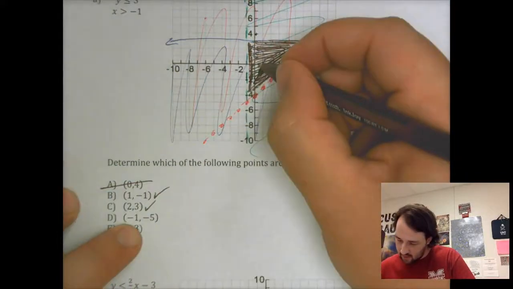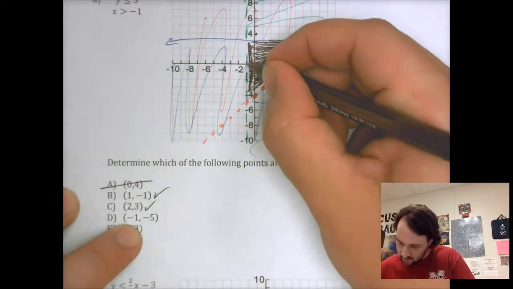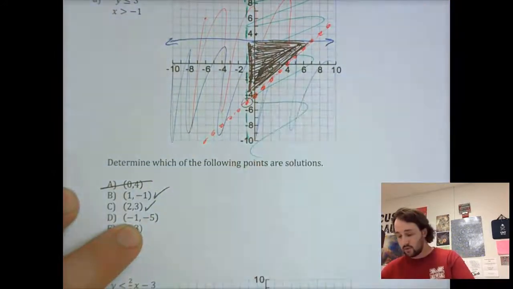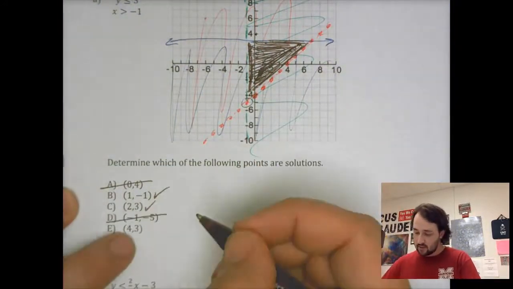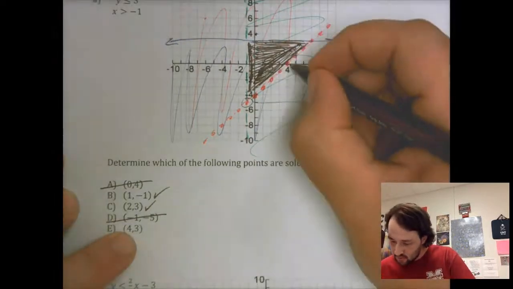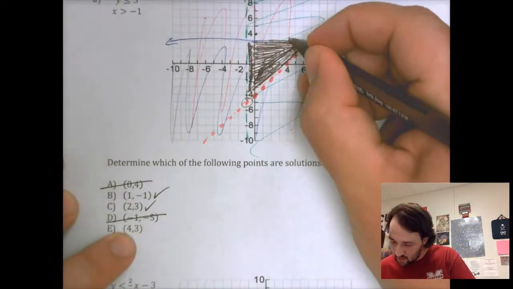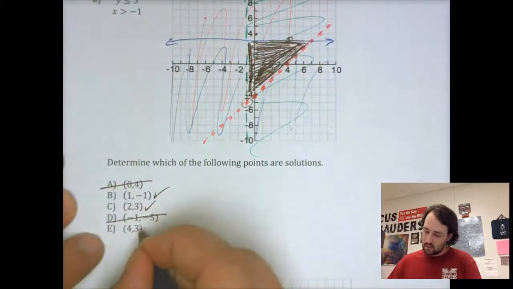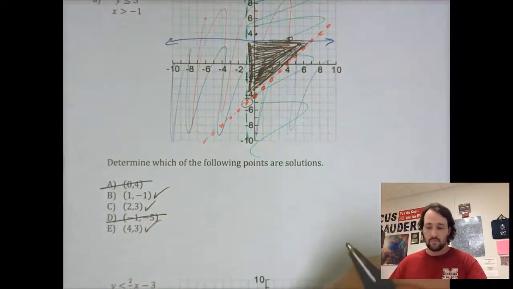-1, -5, so I have -1, oh, let's go the other way, and -5. So notice that's on 2 dashed lines, so that's not actually a part of our solution set. So that does not work. And then if I go over to 4, up 3, again, that's on my y equals line. I was equal to there, so I should be good to go. So I really only have those few.